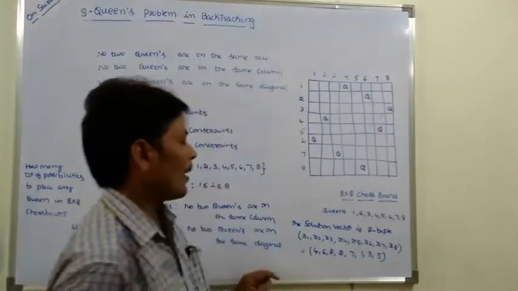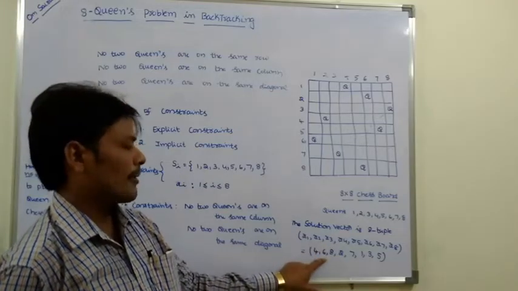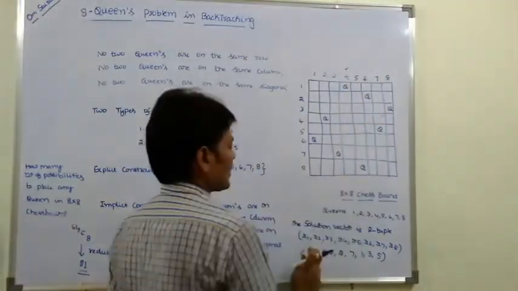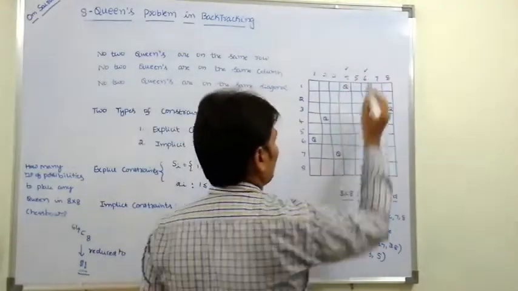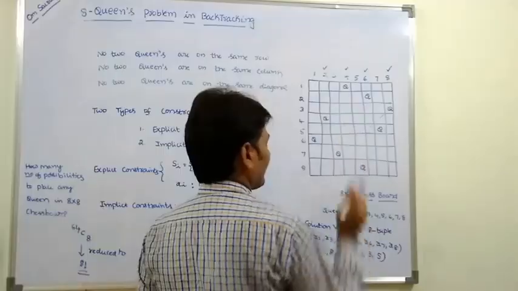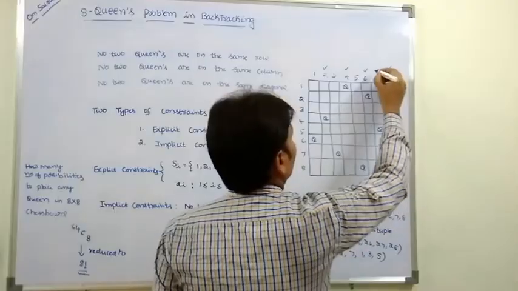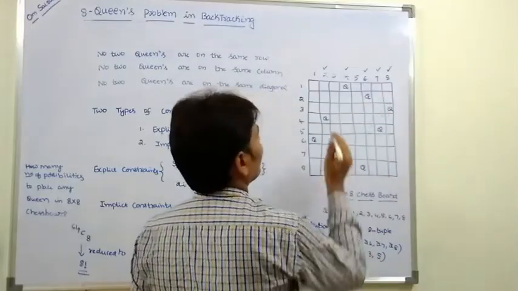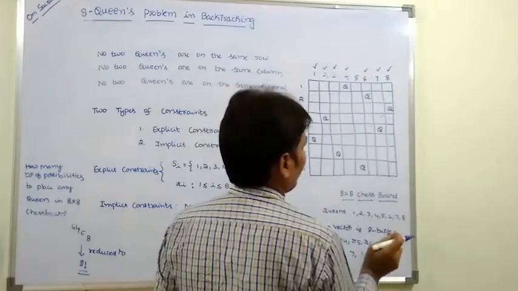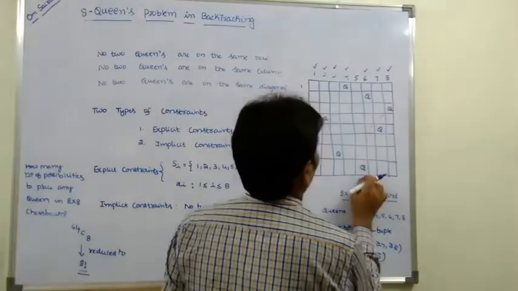So the 8 tuple is: the first queen can be placed on the fourth column, the second queen on the sixth column, the third queen on the eighth column, the fourth queen on the second column, the fifth queen on the seventh column, the sixth queen on the first column, the seventh queen on the third column, the eighth queen on the fifth column.